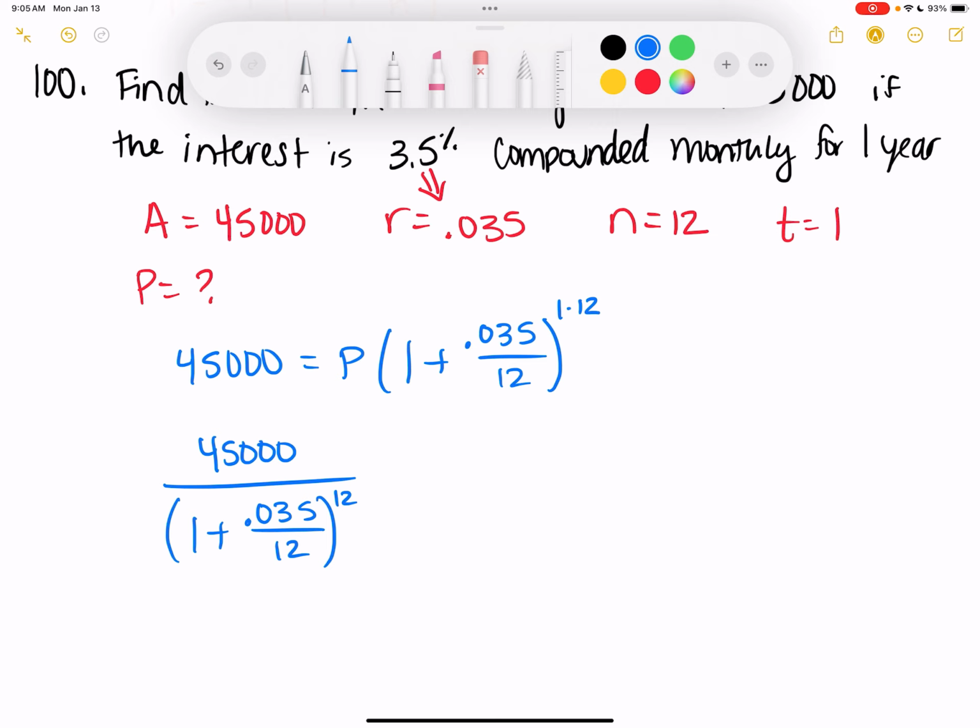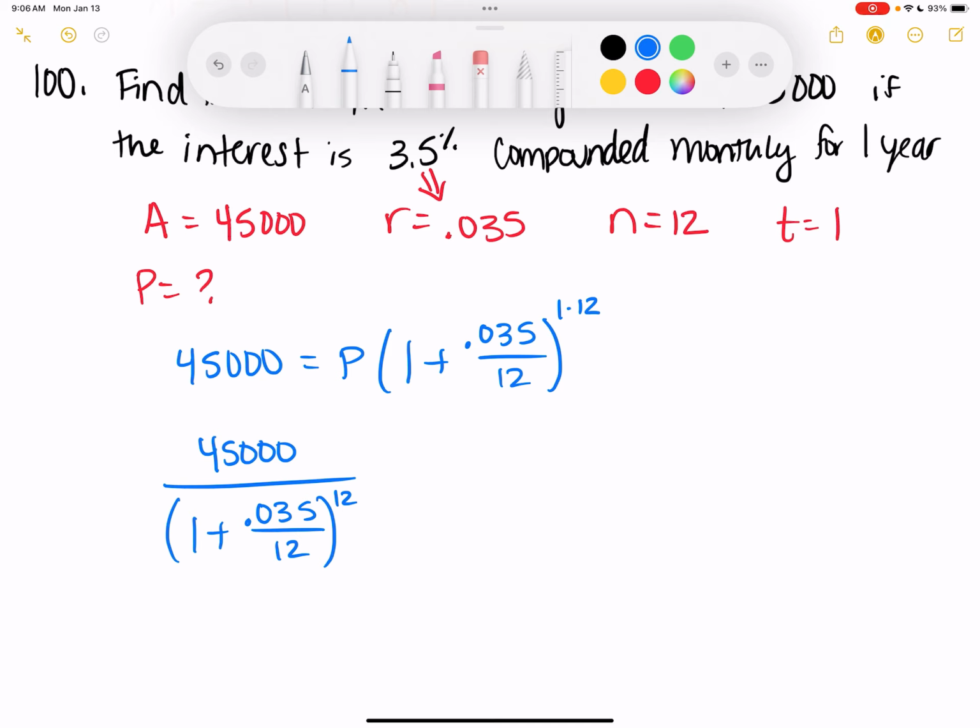I think I've shown you all this before of how to type in a fraction to your calculator, but just in case I haven't: if you hit alpha and then y equals, it brings up this option to type in a fraction n over d. It makes it easier since I technically have a fraction in here as well. So 45,000 on top. Down here, I'm going to put parentheses because I can just type this in exactly as it is.